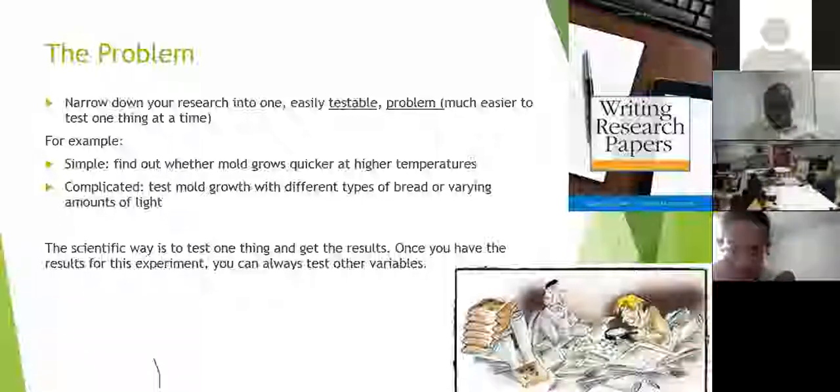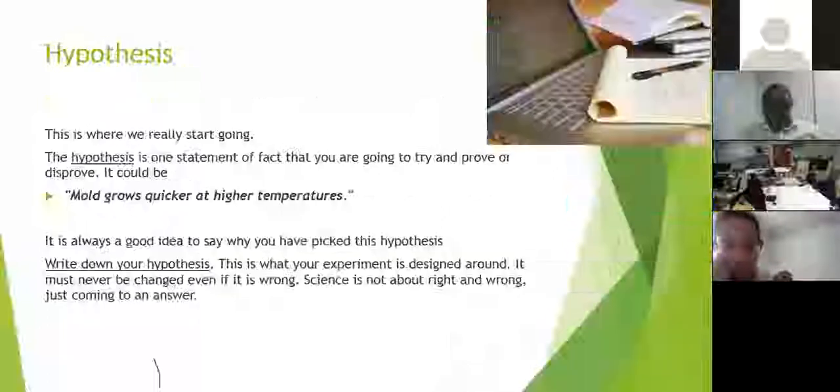And so the scientific way is, once we have our problem, we want to test it one step at a time. Always test one thing at a time and get your results. And once you have the results of this experiment, then you can start testing other variables. But just make sure things are very simple and straightforward. You test them one at a time, then you can start testing other variables.